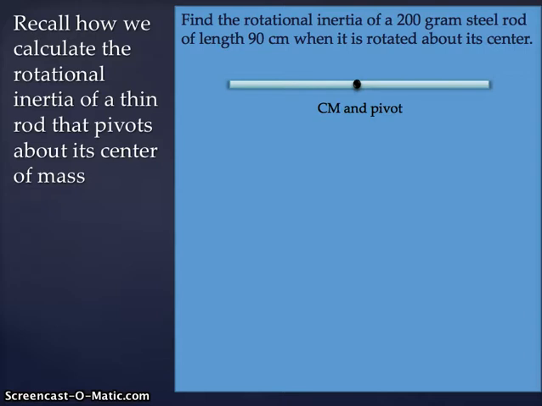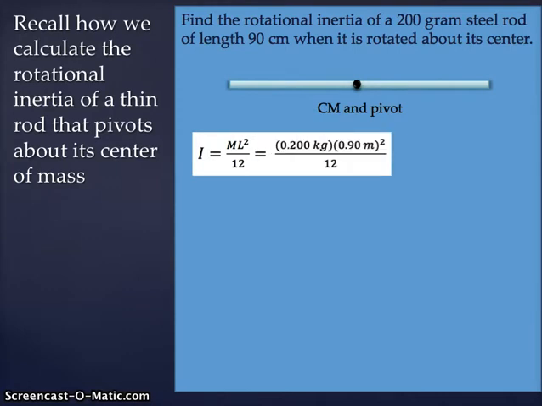Here we have a steel rod with a certain mass and length, and if we want to determine what its rotational inertia is around its center of mass, we would need to know or look up the formula for a thin rod, which is the mass of the rod, the full length of the rod from end to end, squared, and then divided by 12. And so in this case, we would likely change to standard units, 0.2 kilograms, 0.9 meters, and determine our value. Notice the units for rotational inertia are kilogram meters squared.